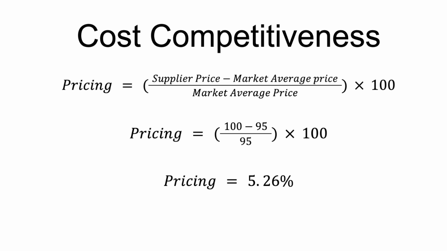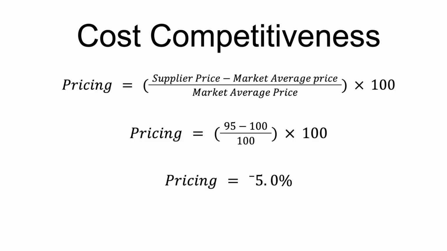Now, let's talk about pricing, a metric that evaluates whether your supplier's pricing aligns with the market standards and ensures you're getting good value for your money while staying competitive in your industry. To calculate this, you take the supplier's price minus the market average price, divide this by the market average price, and multiply it by 100. For example, if your supplier charges $100 for a product and the market average is $95, then your cost competitiveness percentage would be about 5%.